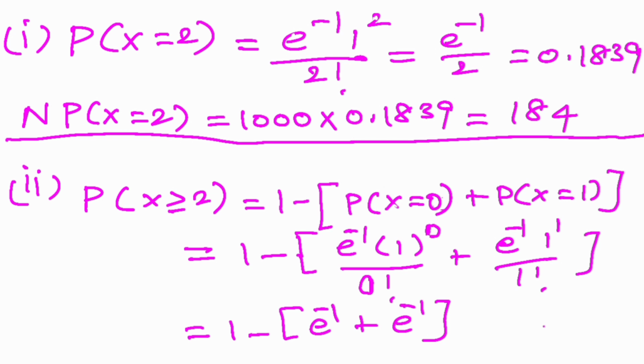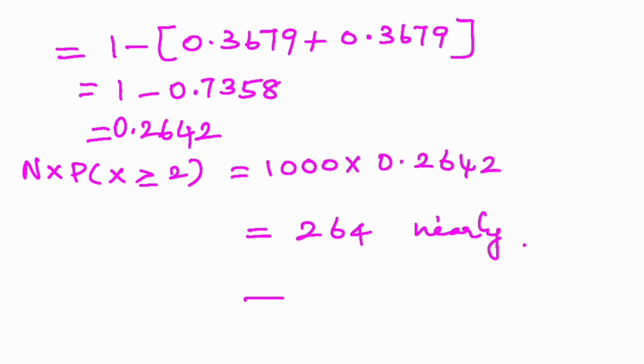Now the second case is probability of X greater than or equal to 2. As usual, we take the complementary parts and subtract from 1. We get 1 minus of probability of X equal to 0 plus probability of X equal to 1. Substituting r equal to 0 and r equal to 1 respectively, we get finally 1 minus of e power minus 1 plus e power minus 1. Subtracting that value from 1, we get 0.2642. Multiplying by 1000, we get the answer 264 nearly.